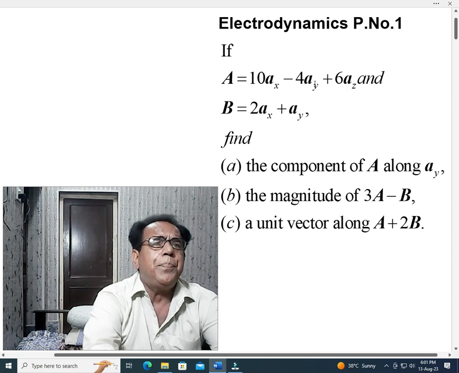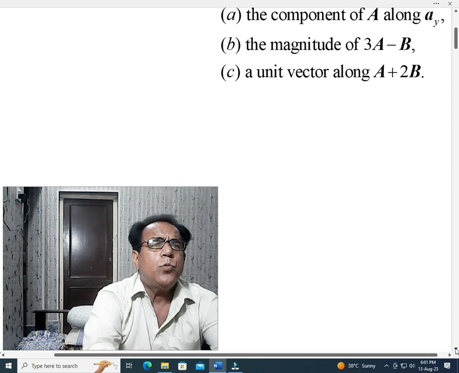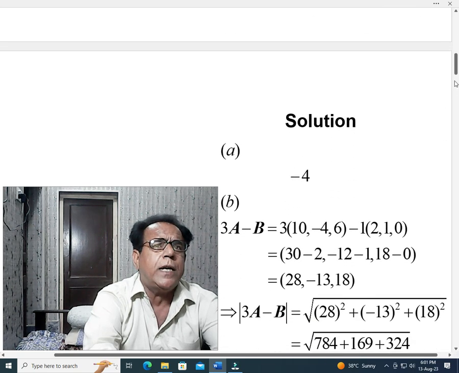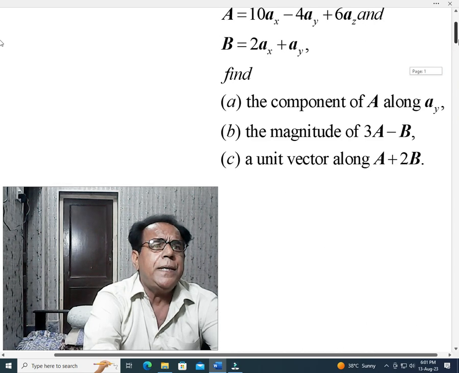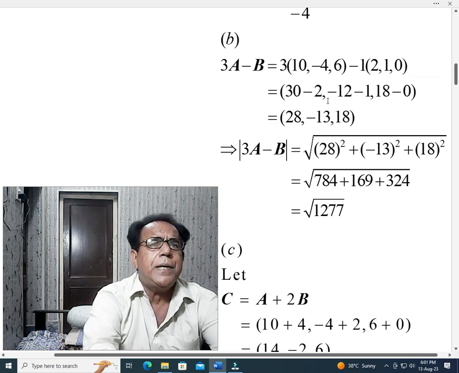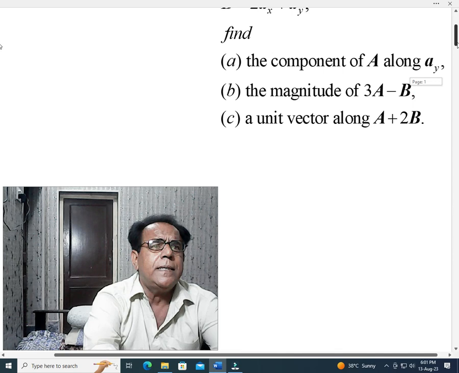Dear students, here the component along ay is minus 4, quite easy. School level physics. So the answer of part A is minus 4. Now we come towards part B, the magnitude of 3A minus B. First we will find 3A minus B, which becomes equal to this. Then we will find the magnitude: its square plus its square plus its square becomes 1277.